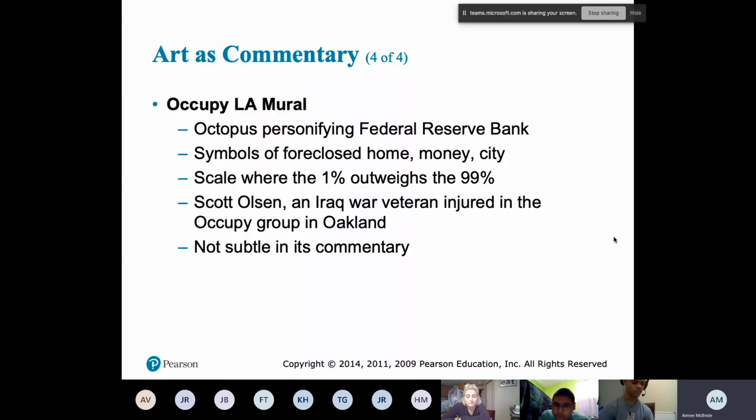Here's a more contemporary example of art as commentary. And it is in the form of graffiti art. Does anyone here know what graffiti is? If you do, can you unmute and tell the rest of us?